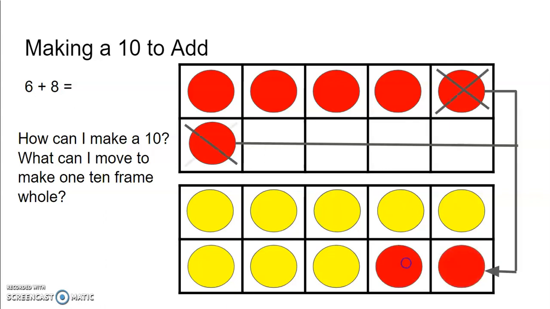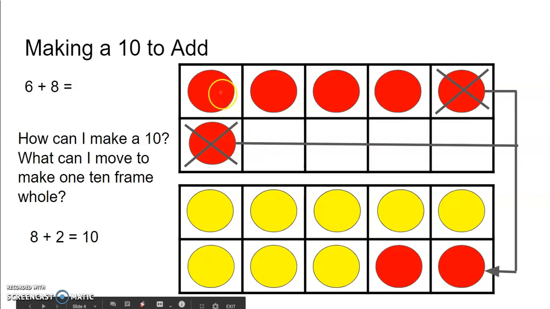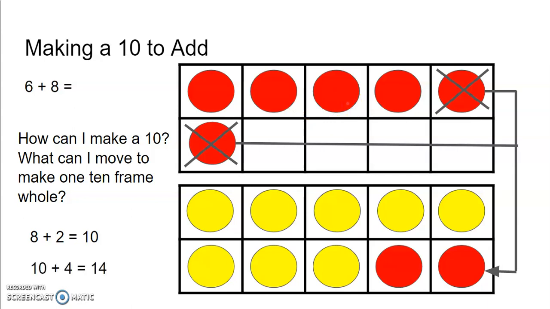And then we'll cross those out up there because they're not there anymore. They're in the bottom. So I took 2 from 6 and gave it to the 8. 8 plus 2 is 10. Now I need to go back to that top frame and count how many are left over from the 6 I started with. I have 1, 2, 3, 4 left. So I need to take those 4 and add it to the 10 I made. 10, 11, 12, 13, 14. So now I know that 10 plus 4 equals 14.